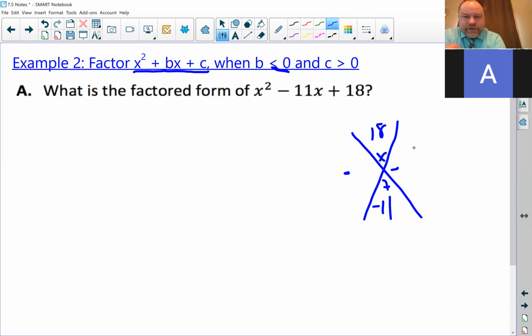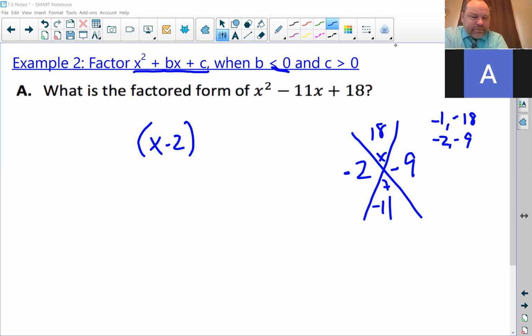And if you ever get stuck, go back to the pairs, -1, -18. Add them up. Do you get -11? -2, -9. Add them up. Do you get -11? Oh, there I do. So you want to be careful because our numbers have to multiply to positive 18 and add to -11.